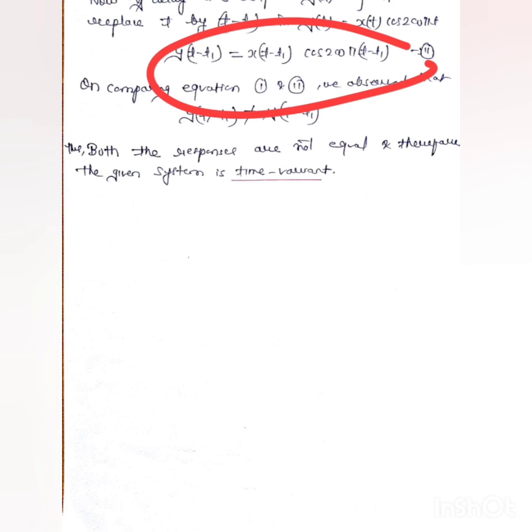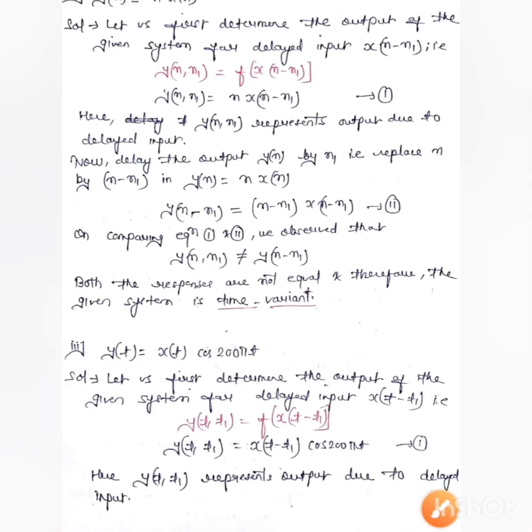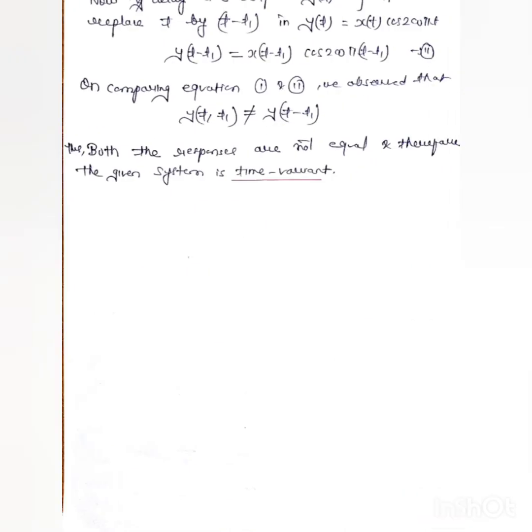On comparing these two equations, we conclude that both expressions are not equal, because in the earlier expression the cos term has only t, and in the second expression the cos term has t minus t1. So both the expressions are not equal, hence the given system is time variant.